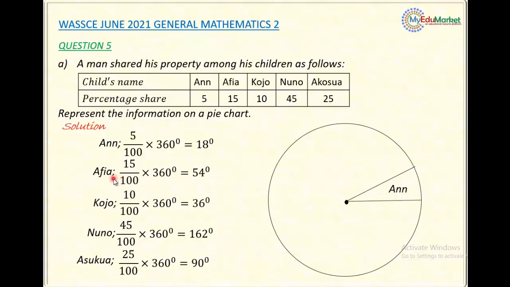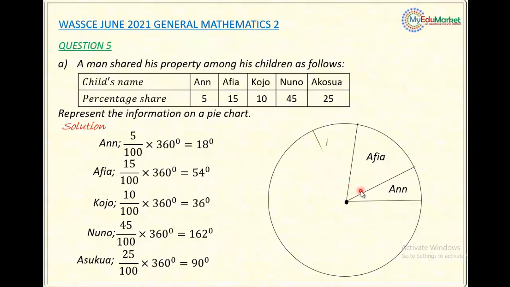I'll move to the next, Afia. For Afia, the size of the angle is 54. So you measure 54 here with the protractor accurately. So you have the sector. This angle is going to be 54.